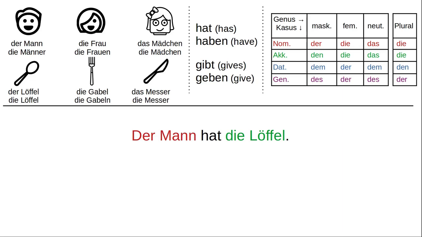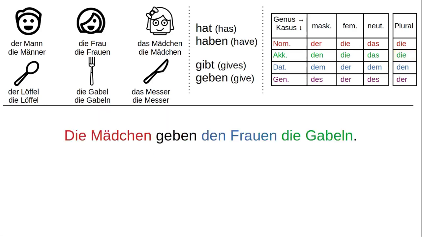First, this one. Der Mann hat die Löffel. The man has the spoons. It's plural because the article die is from the plural column accusative. Try this one. Die Mädchen geben den Frauen die Gabeln. Everything here is plural. The girls give the women the forks.